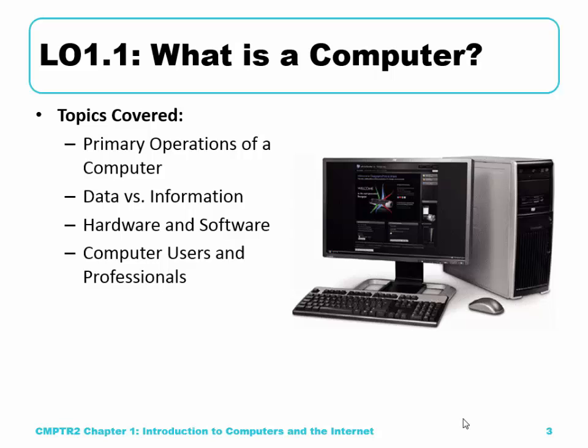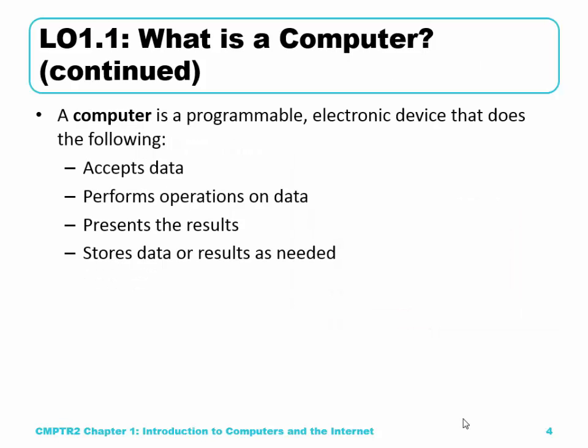The topics to be covered in the first section are primary operations of the computer, data and information, hardware and software, computer users, and professionals. So what is a computer? A computer is a programmable electronic device that accepts data, performs operations on that data, presents the results, and stores the data or results as needed.